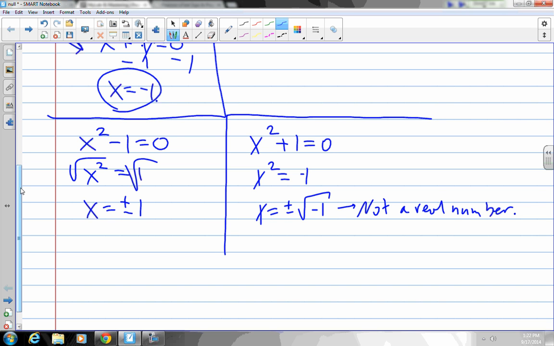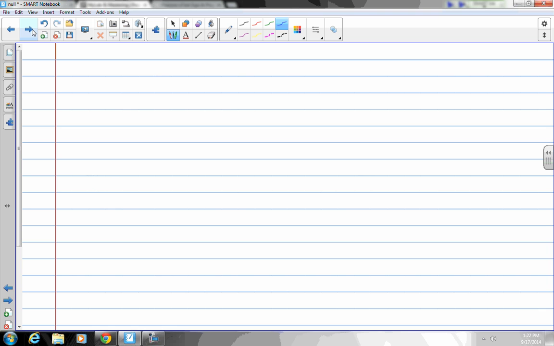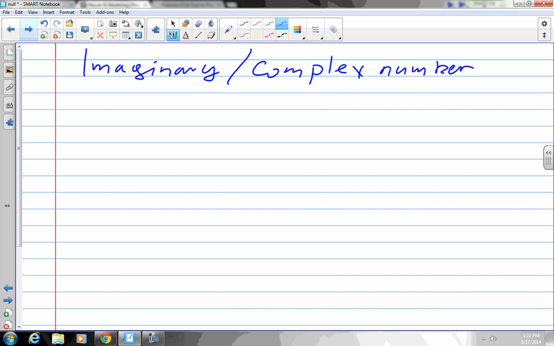So we define an imaginary number. It's not a real number. It's made up. Imaginary. But anyway, that's a little pre-story. So imaginary and complex numbers. The definition of the imaginary unit, we call it i, is defined as the square root of negative 1. So that's the imaginary number i.